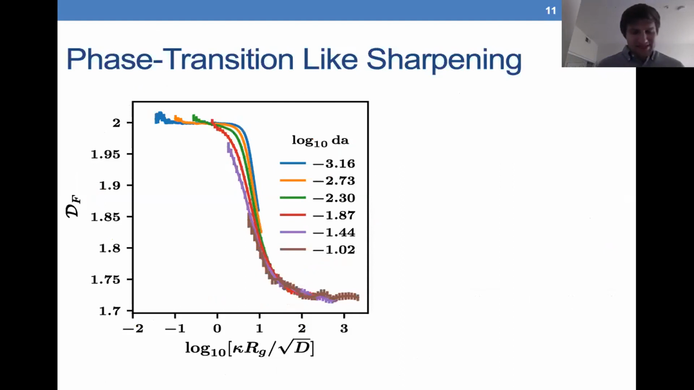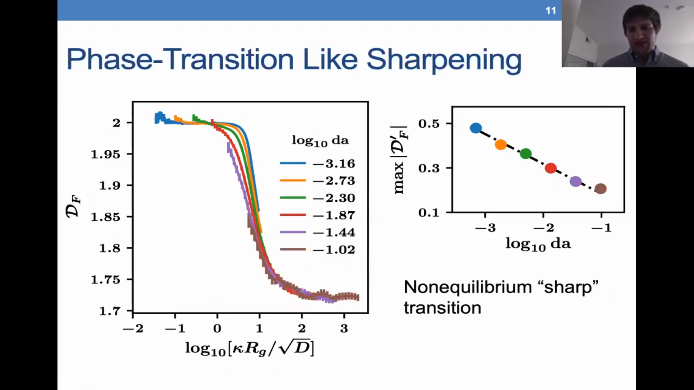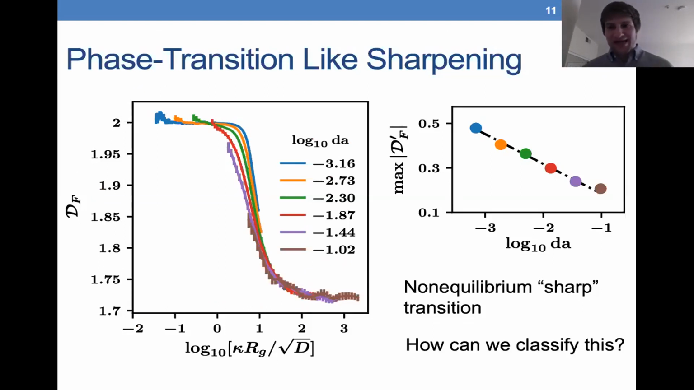The last thing I want to say is that this also represents a non-equilibrium phase transition-like sharpening behavior, because the slope of these curves is getting steeper and steeper as the Damköhler number drops. So this is an interesting non-equilibrium phase transition-like behavior in that it's sharp. We might think about in the future how we can classify this in terms of different non-equilibrium phenomena, and about other kinds of systems where this kind of behavior might show up.